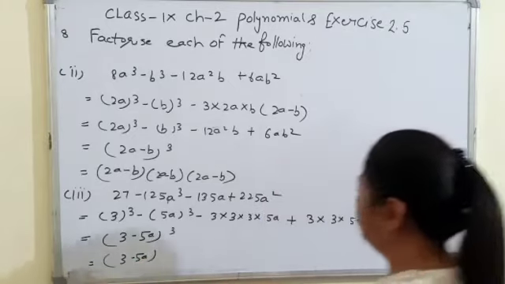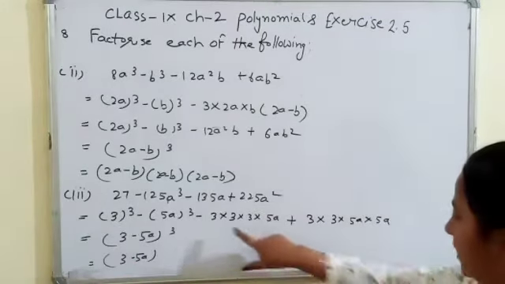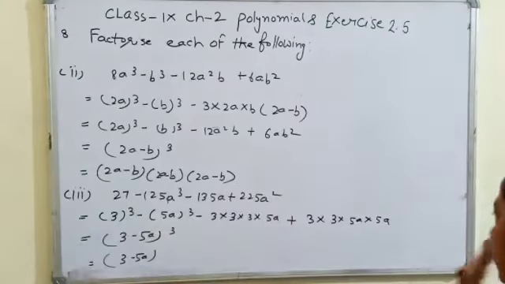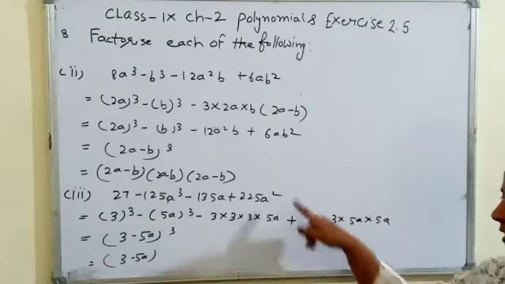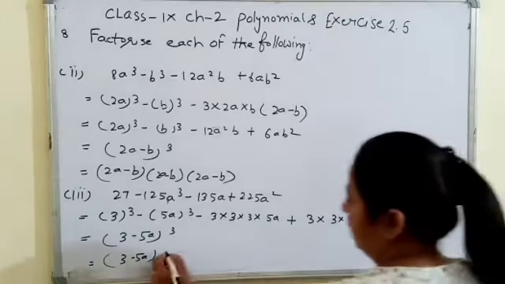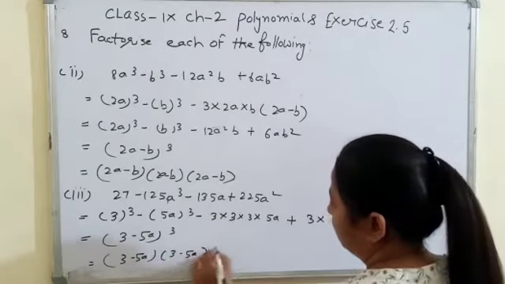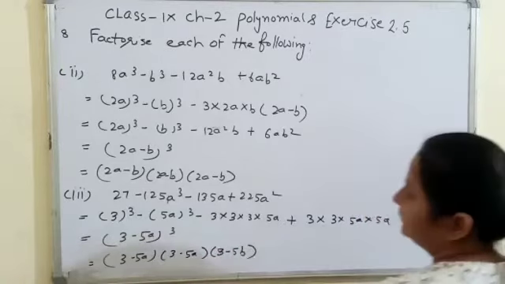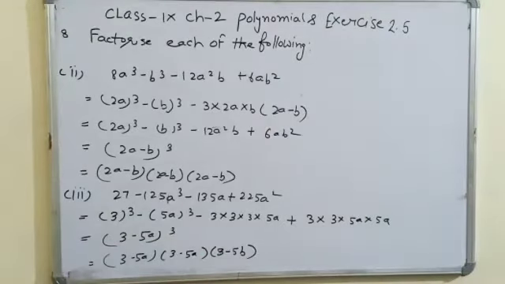When you multiply, you will get the same answer. 3 times 3 is 9, 9 times 3 is 27, 27 times 5 is 135, and here 25 times 9 is 225. 3 minus 5a, we will write it up to 3 times. This was the result for part 3. Similarly, let's see the result for the 4th and 5th.